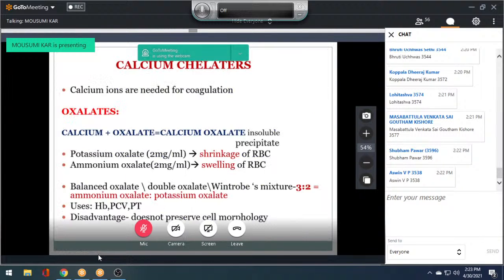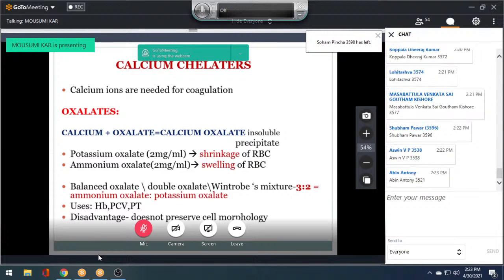So once again, calcium chelators. You all know the coagulation pathway and calcium is a very important part of it. What the calcium chelator does is in the name itself, it chelates calcium, especially oxalates. They form an insoluble salt along with calcium, that is calcium oxalate, and hence the calcium is not able to take part in the coagulation pathway and hence the anticoagulant role. The basis of using the double oxalate is that ammonium oxalate causes swelling of the RBCs and potassium oxalate causes shrinkage of the RBCs.